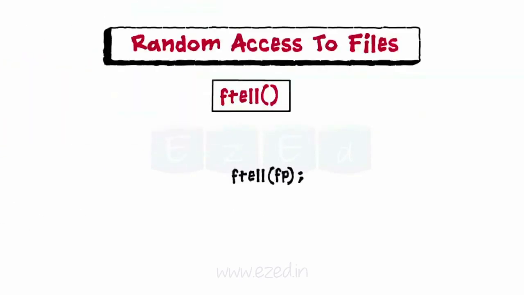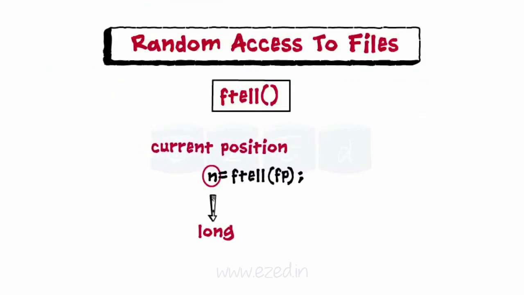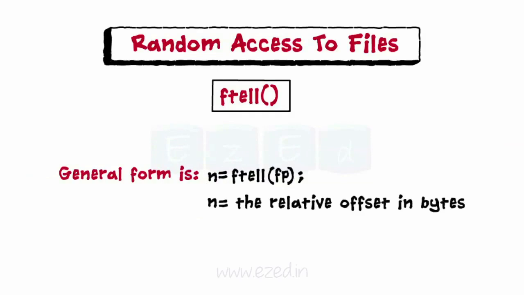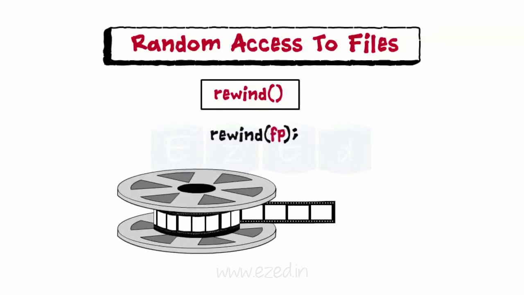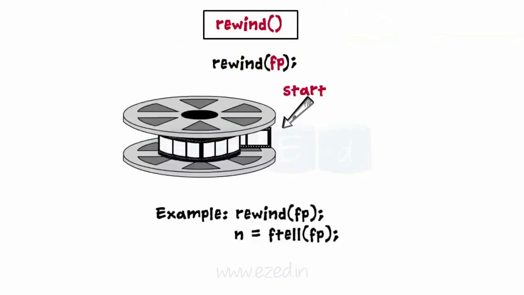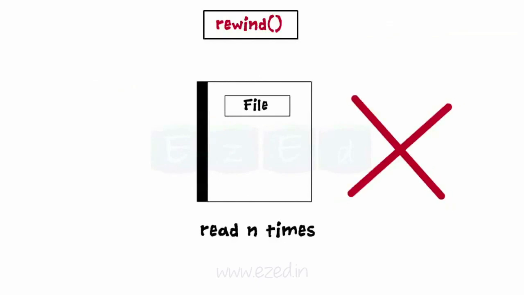ftell takes a file pointer as a parameter and returns a number of type long which corresponds to the current position of the pointer. In the general form, n gives the relative offset in bytes to the current position. It means that n bytes have already been read. Rewind takes the file pointer as parameter and resets the position to the start of the file. This statement would assign 0 to n because the file position has been set to the start of the file by rewind. This function enables us to read the file more than once without opening and closing the file again and again.